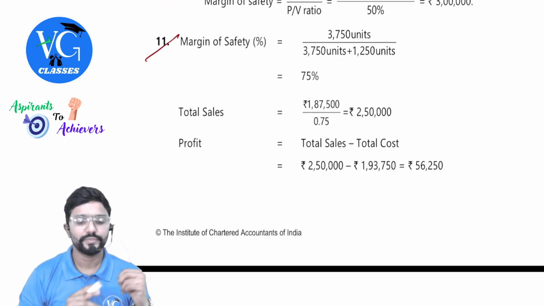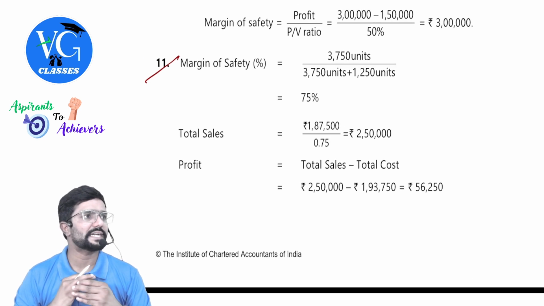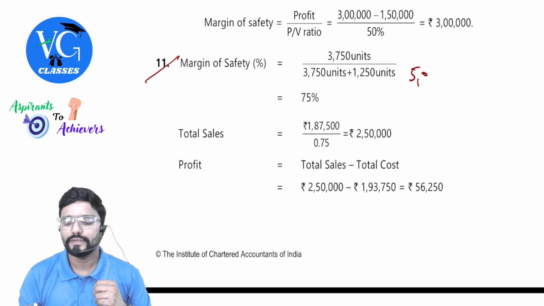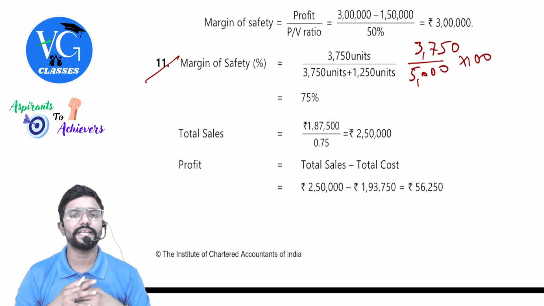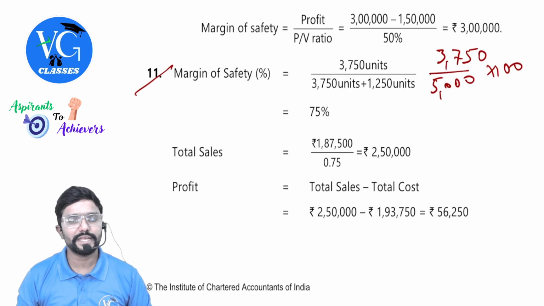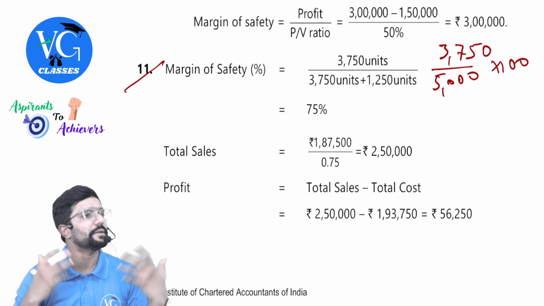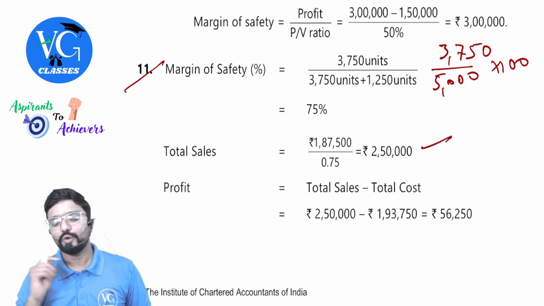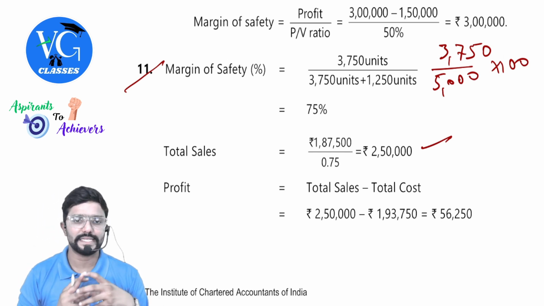10th is done. 11th. Margin of safety, guys. Margin of safety in percentage we are calculating. Sir, total is 5,000 units. Margin of safety units is how much? 3,750 into 100 over 5,000. What is the margin of safety percentage? 75. Guys, can we calculate total sales now? Yes. Margin of safety in rupees divided by margin of safety in percentage. You will get 2,50,000. What is this? Total sales.